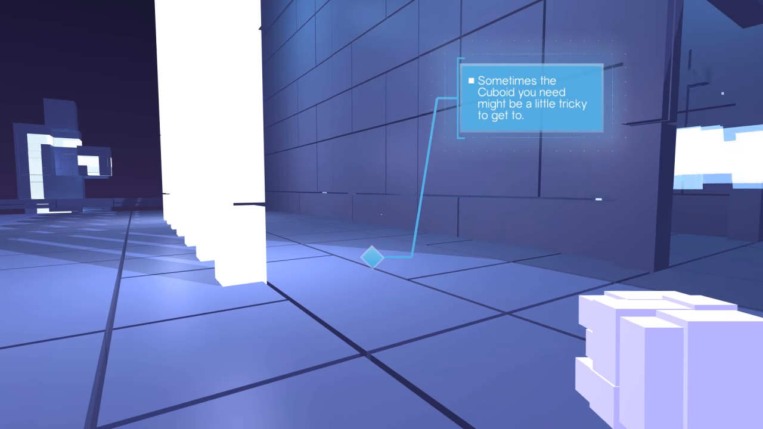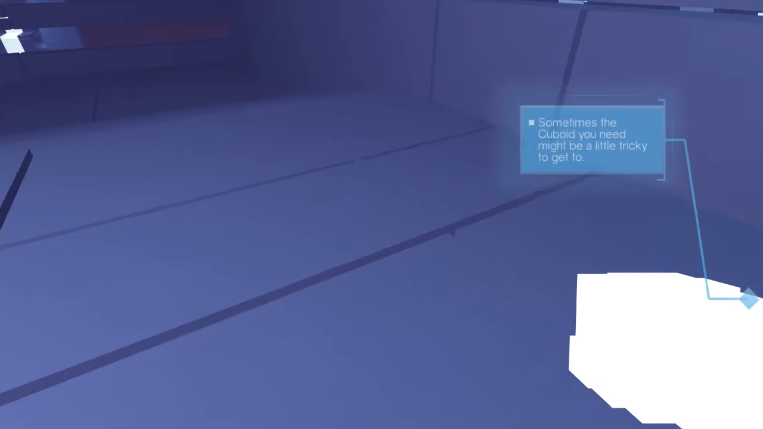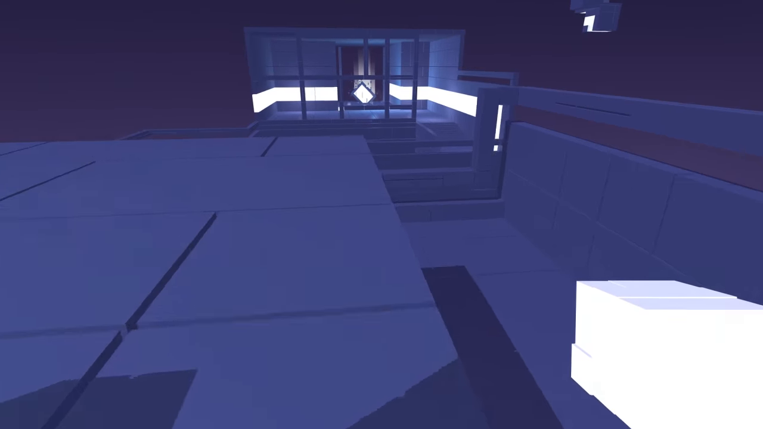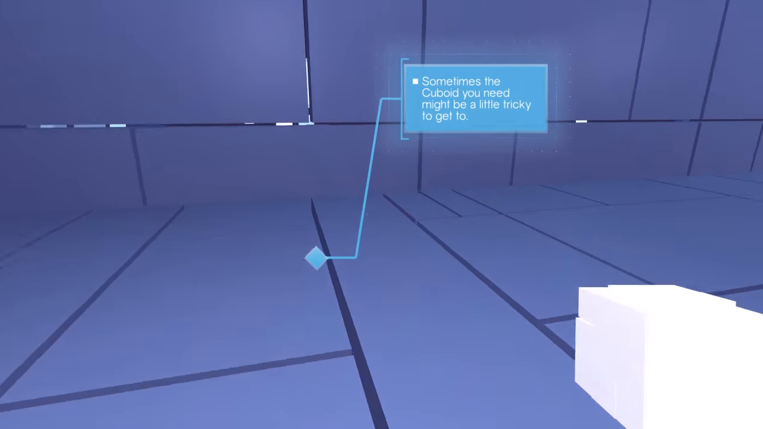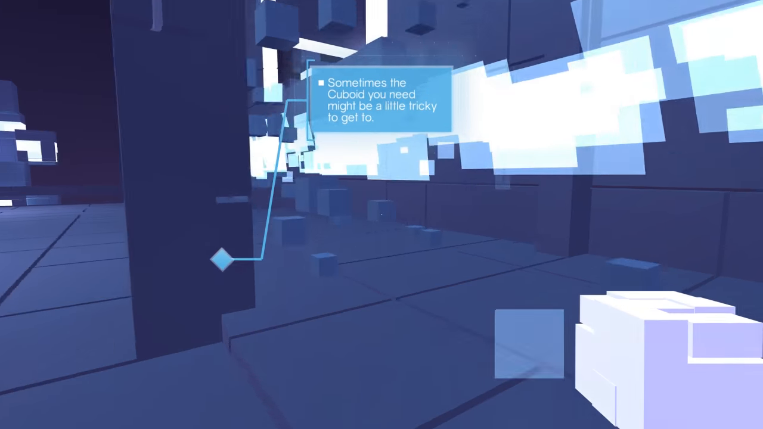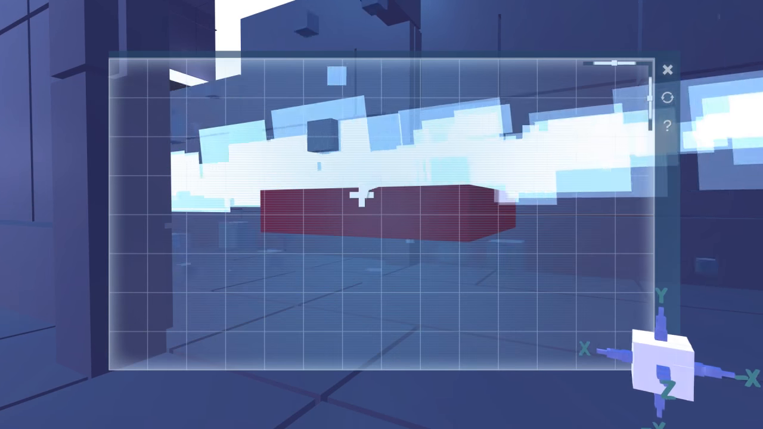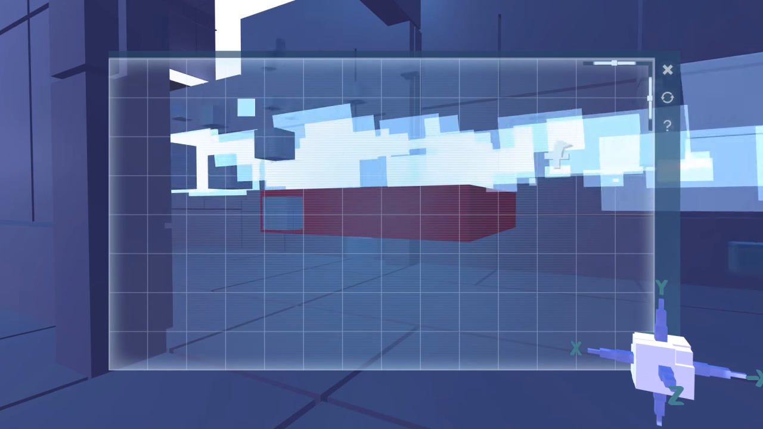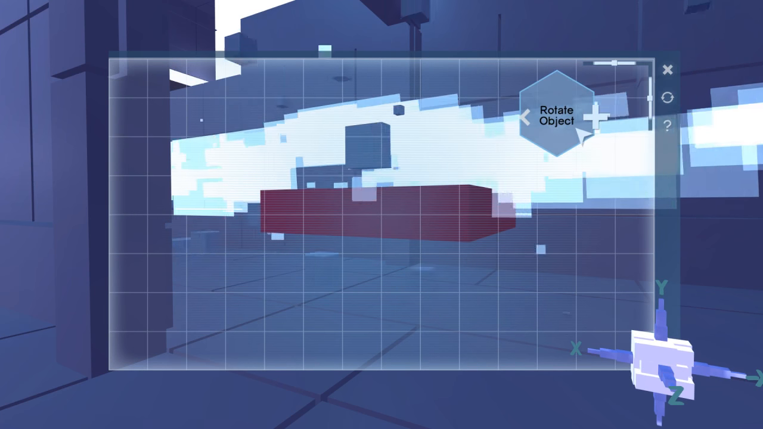Sometimes the cuboid you need might get a little tricky to get to. Is it way down there? Where is it? Let's see. I assume that the one that's tricky to get to must have some kind of special power I don't have access to yet. Alright, so we need to get past the stream. Step one's gonna be rotate object. But then we're gonna have to move it down the hall so that it can shield me along the way.